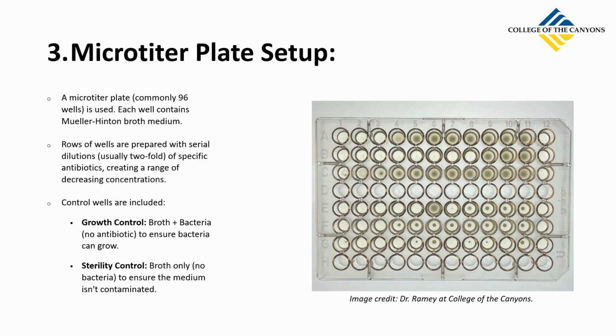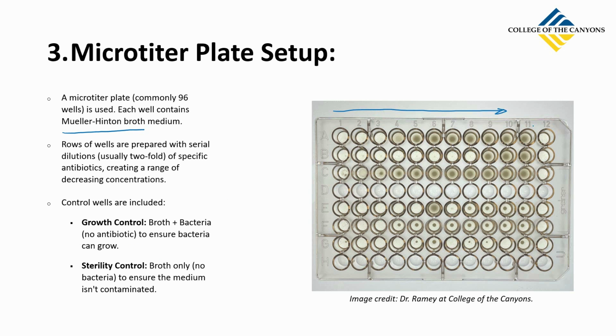So then to set up our microtiter plate, to each of the wells we would add Mueller-Hinton broth. And then rows of wells are prepared with serial dilutions. Typically these are twofold dilutions of the antibiotic that we're testing. Usually we would test more than one antibiotic, and this would create a range of decreasing concentrations. Again, the concentrations of the antibiotic are going to decrease from left to right.